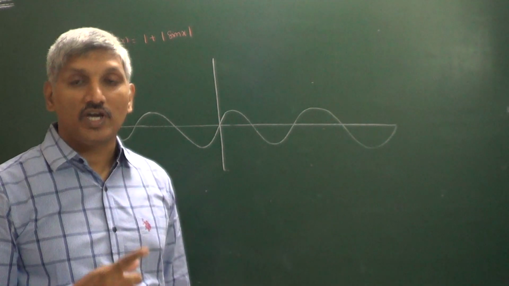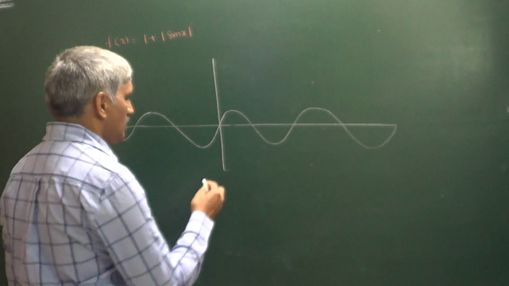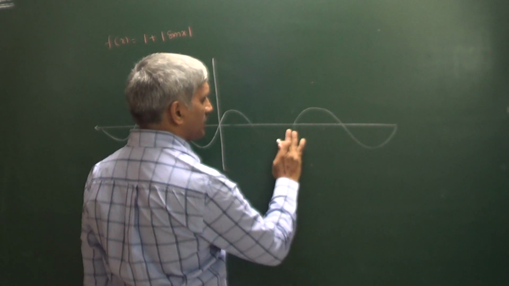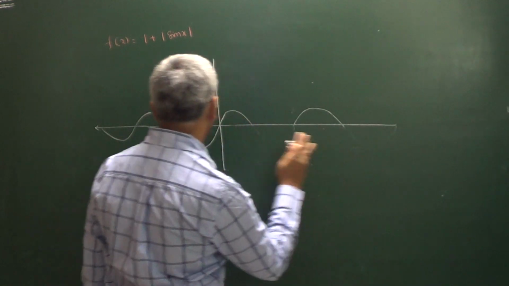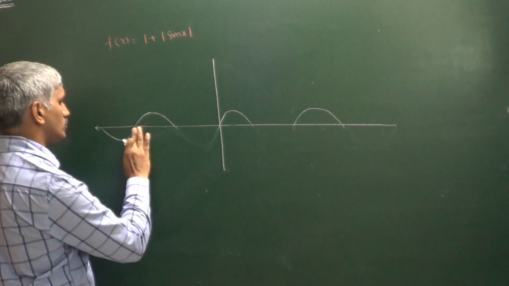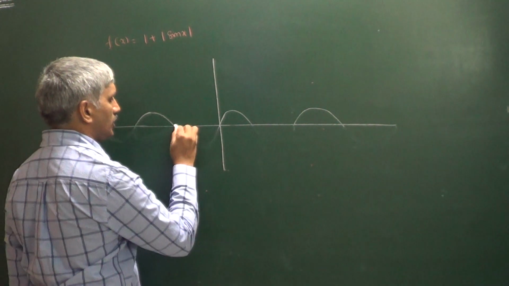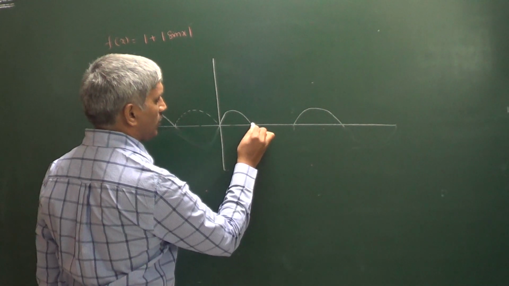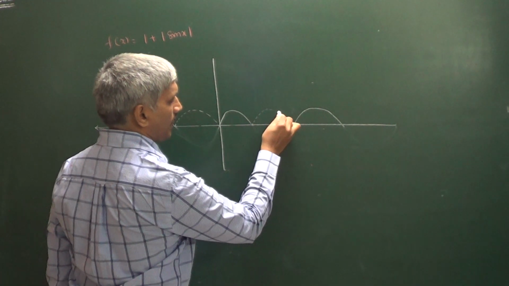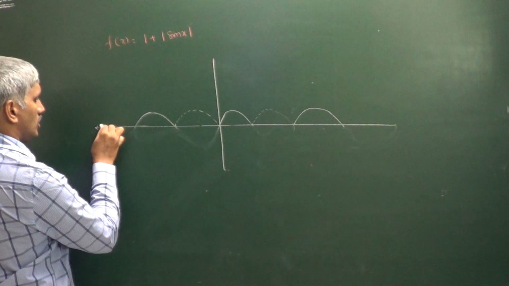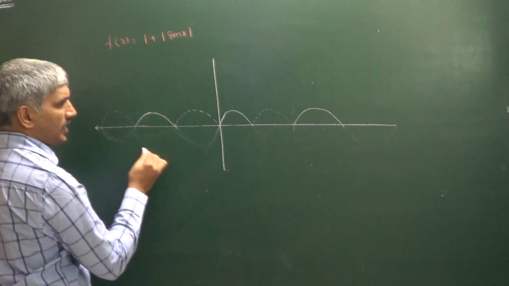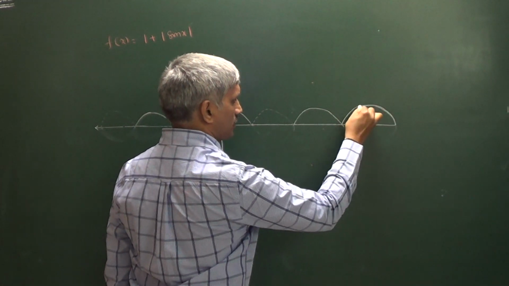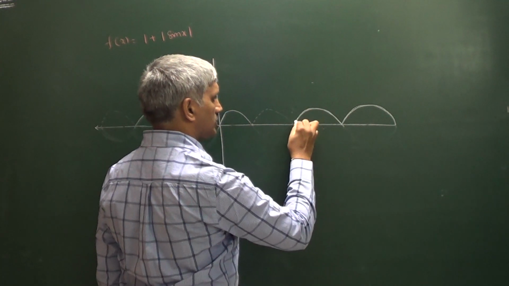But we have to draw the graph of mod sin x. Mod sin x means what happens? This negative portion, you won't get the negative values. These negative values also become positive values. This is the graph of mod sin x. So like this, the graph we got for mod sin x.